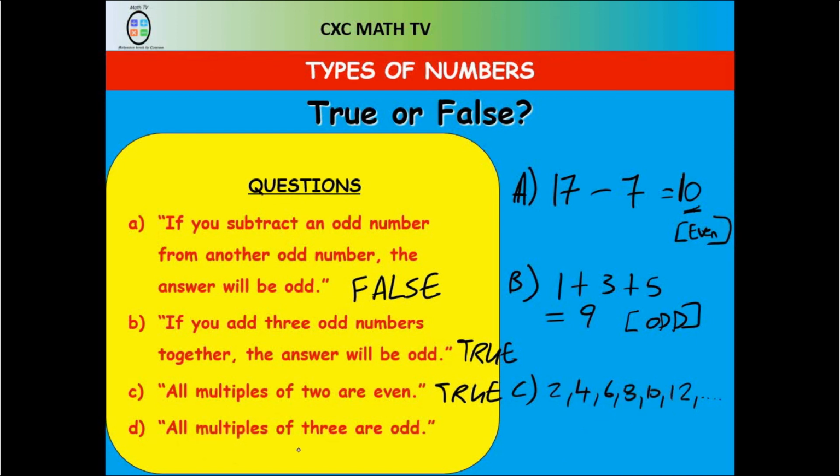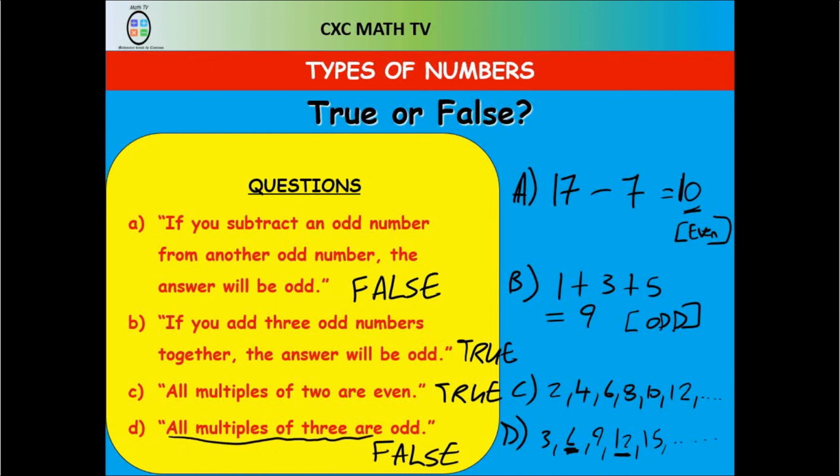Now it says all multiples of 3 are odd. Is that true or false? List out the multiples of 3. It's what? 3, 6, 9, 12, 15, and so forth. But guess what? Is 6 odd? Nope. Is 12 odd? Nope. So guess what? This is false because it says all multiples of 3 are odd, and that is not true.